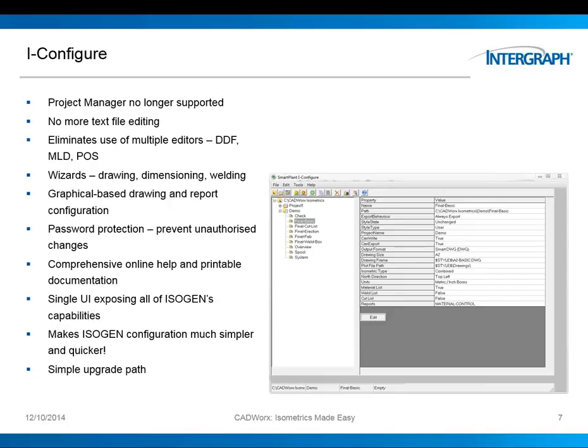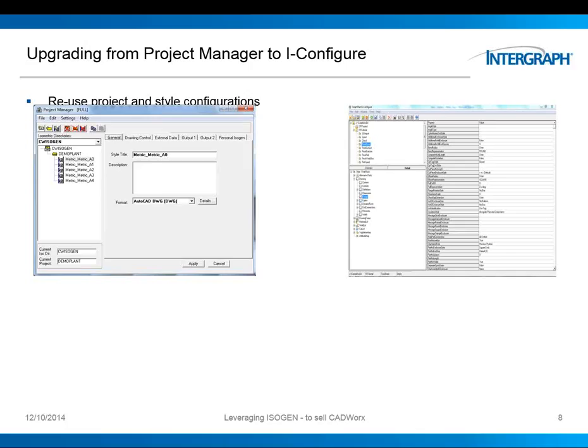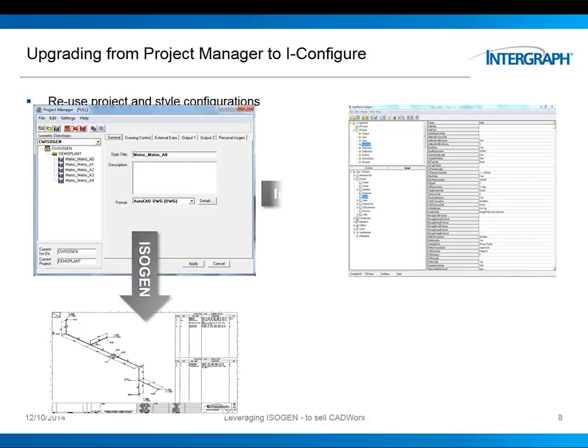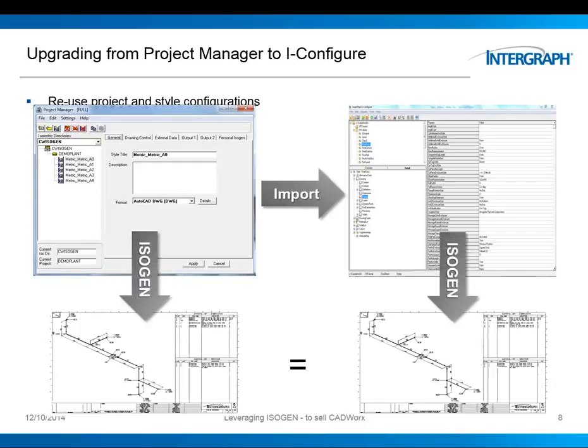iConfigure introduced wizards that allow you to quickly set up and configure isometric styles for use in drawing, dimensioning, welding, and so on. So it eliminates the need to use those various text files and various editors just to alter drawing definitions, material list definitions, position text, alternative text, etc. Projects and styles can be password protected to guard against unauthorized changes. And of course, online help is quite comprehensive, and you can print the documentation as well. So upgrading from Project Manager to iConfigure is easy. Projects and style configurations can be imported into iConfigure, assuring you of identical isometrics.